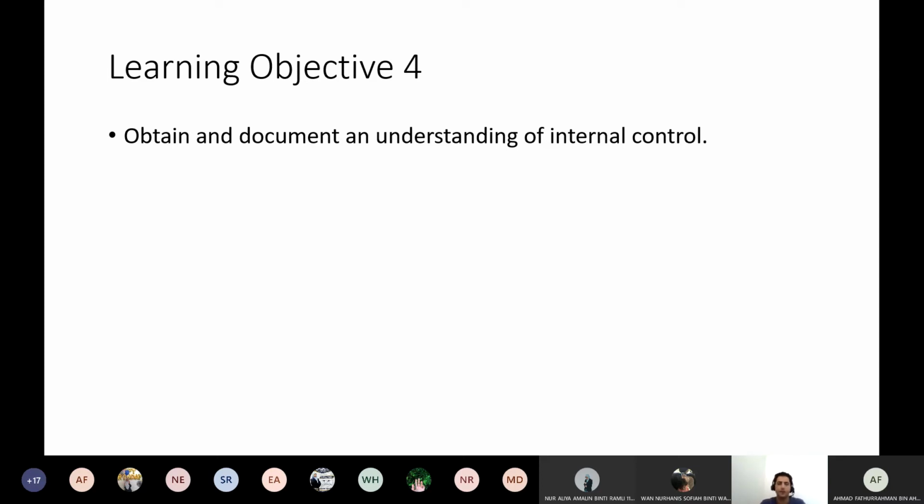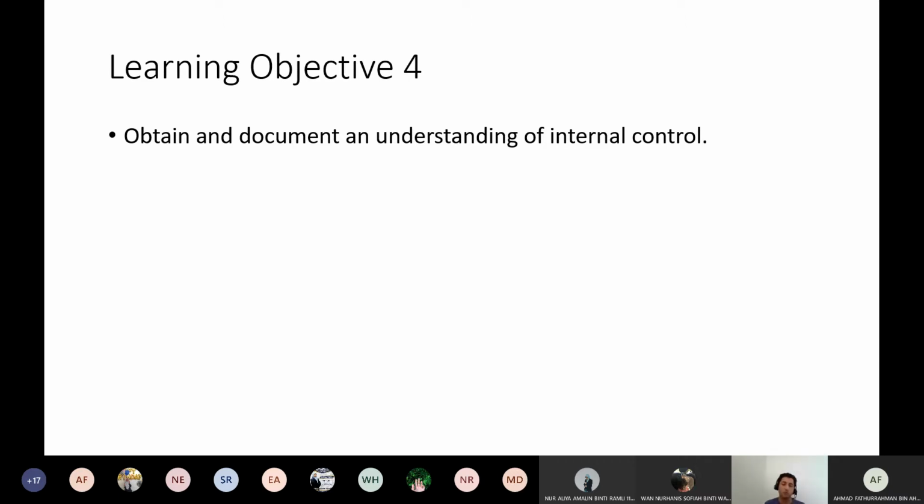Okay, so by now we finished the learning objective number 3 about the COSO. So we have 5 components under the COSO framework. Number 1 is control environment, establishing the control environment. Then number 2 is about assessing the risk. Number 3 is the control activities itself. And then number 4 is the information and communication. Number 5 is the monitoring.